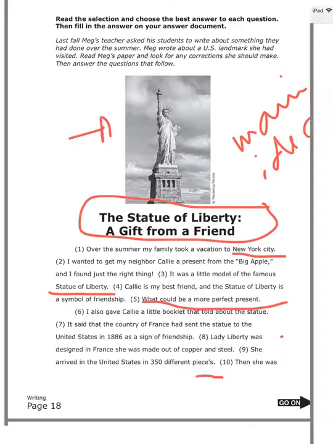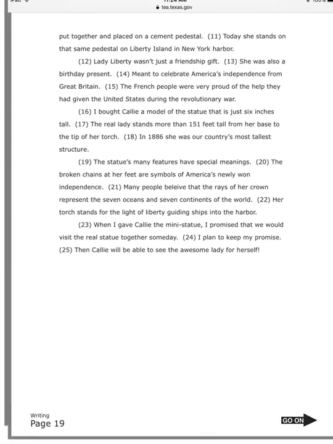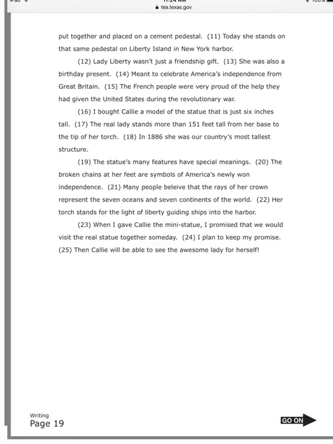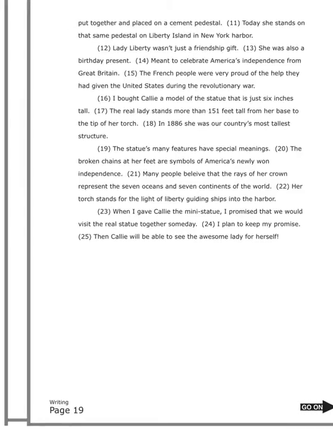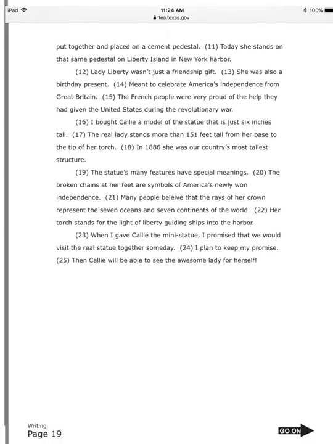Then she was put together and placed on a cement pedestal. Today, she stands on the same pedestal on Liberty Island in New York Harbor. Lady Liberty wasn't just a friendship gift, she was also a birthday present, meant to celebrate America's independence from Great Britain. The French people were very proud of the help they had given the United States during the Revolutionary War. So this is another reason. Oh, I moved it, so I'm just going to mark it. Another reason. I bought Callie a model of the statue that is just 6 inches tall.